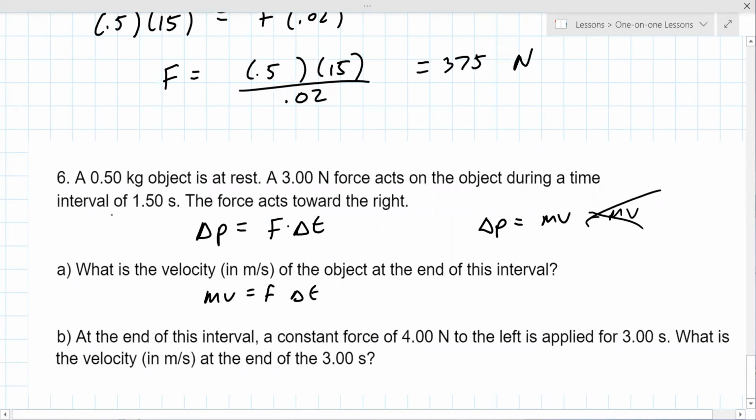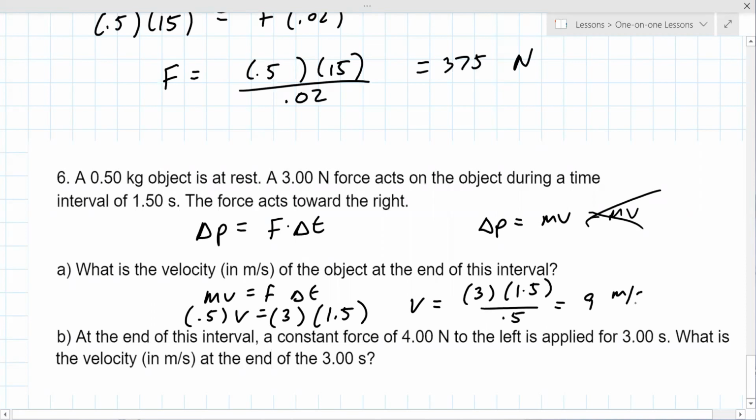So you have the force. I'm sorry, you have the mass. It's 0.5. The velocity you don't know. You know the force is 3 newtons and the time is 1.5 seconds. So v ends up being 3 times 1.5 divided by 0.5, which equals 9 meters per second.